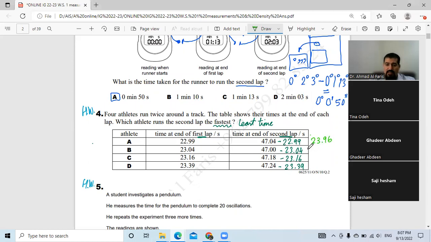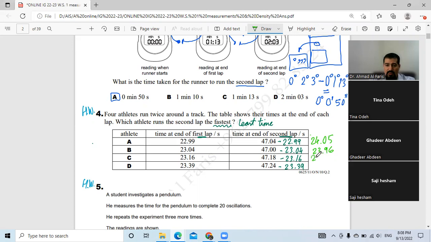23.96 seconds. Okay, now for B, how much was the time? The time for the first one, A, was 24.05 seconds. The time for the second one was 23.96 seconds.